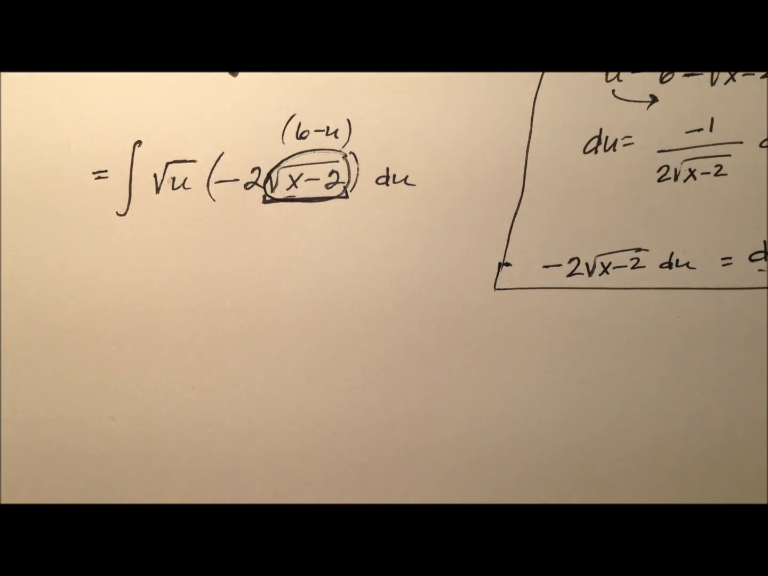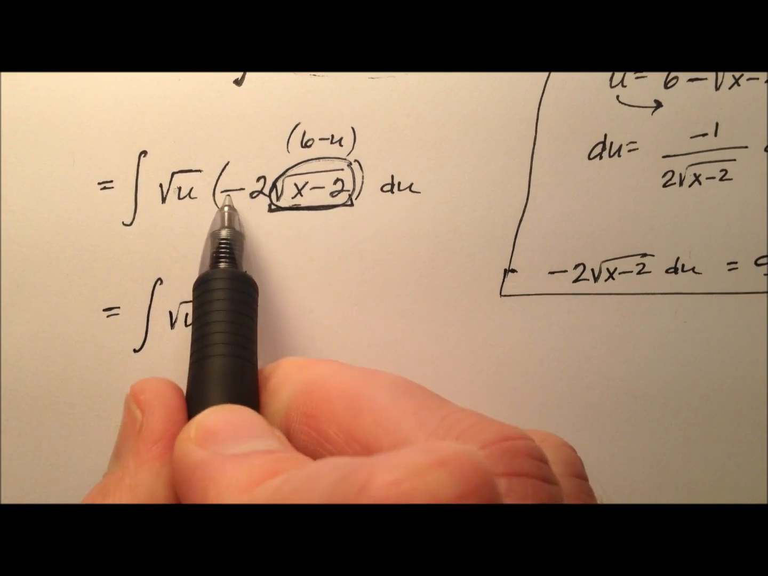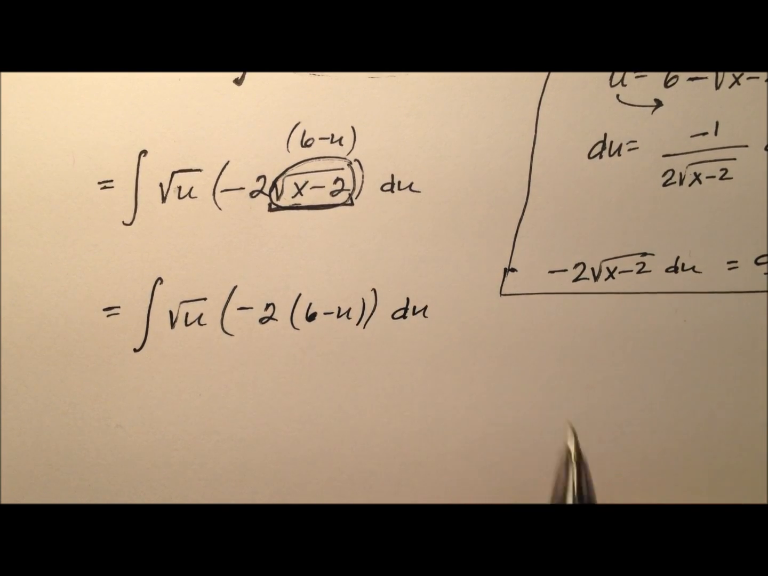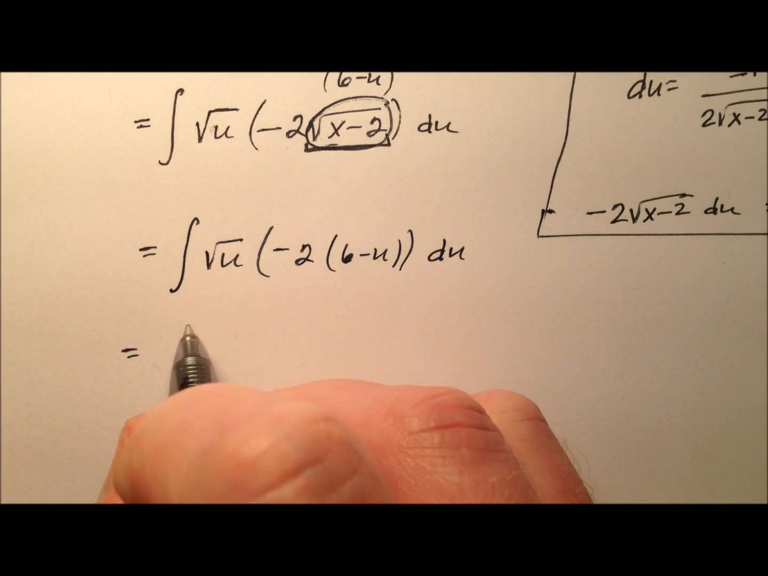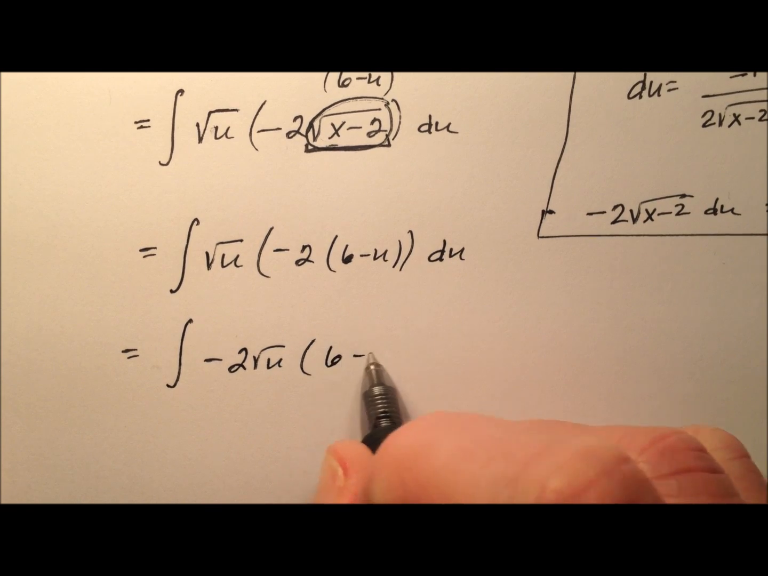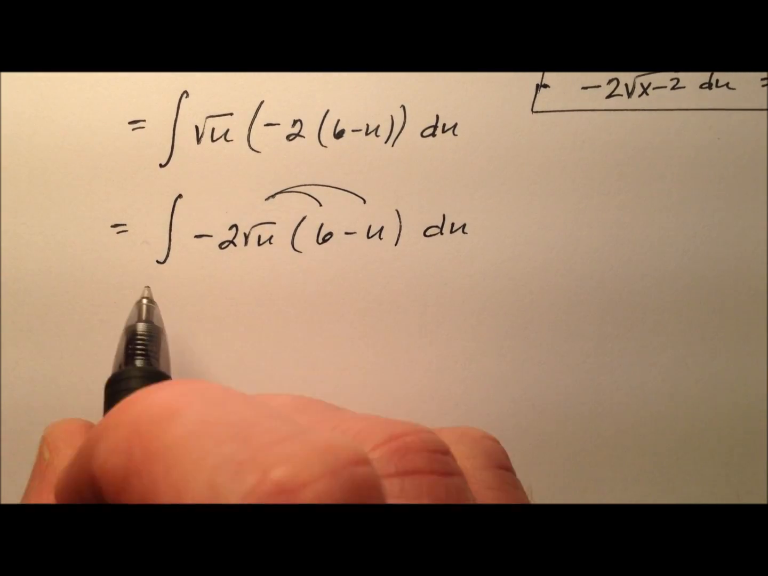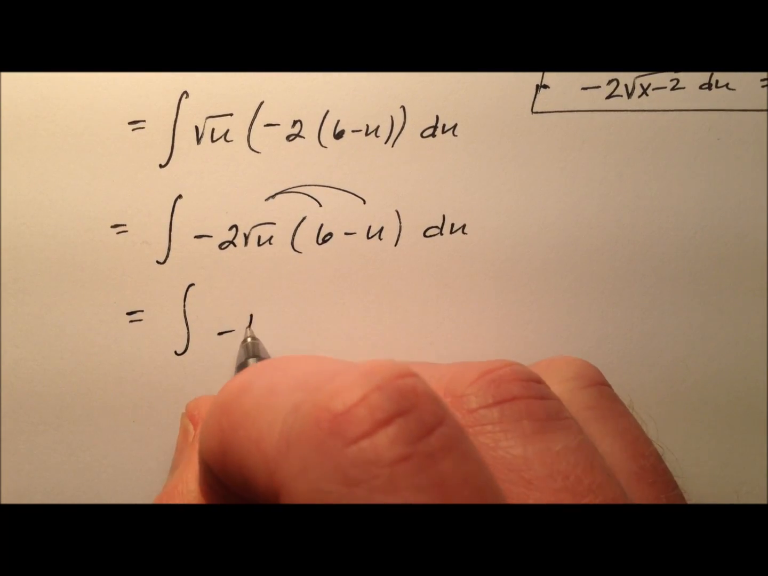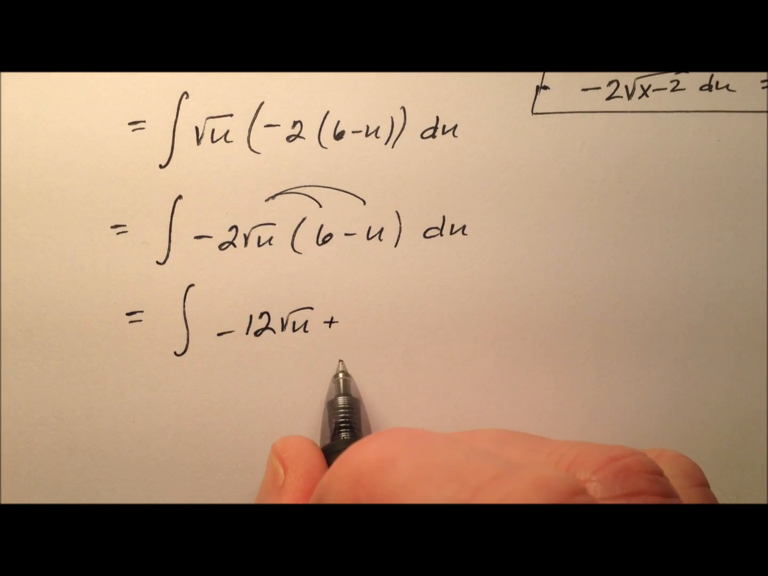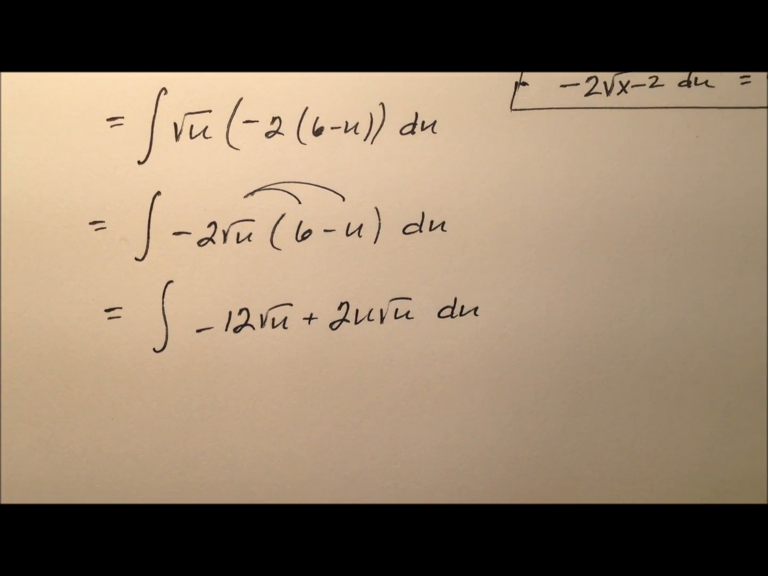So let's see what that looks like now. So I have my square root of u times negative 2 times 6 minus u du. So let's go ahead and do some simplification now. I can make this negative 2 come out here with the square root of u, which I can distribute through the 6 minus u, just like that. So this ends up being negative 12 times the square root of u minus, and then minus a negative, so plus 2 times u times the square root of u du.